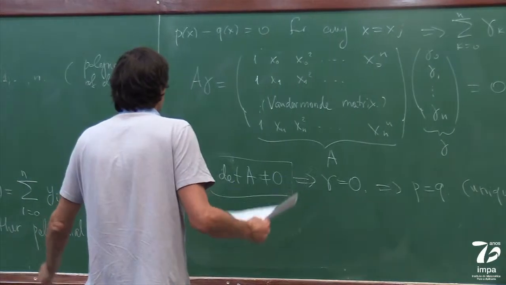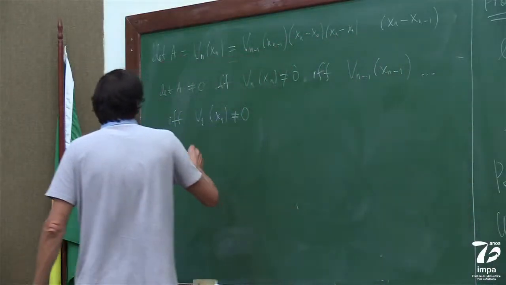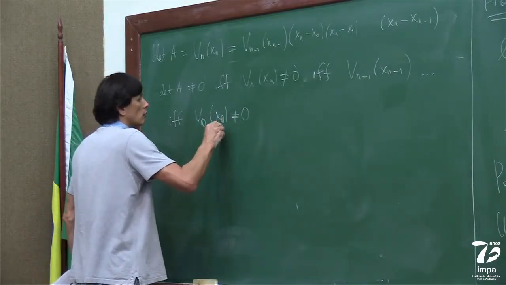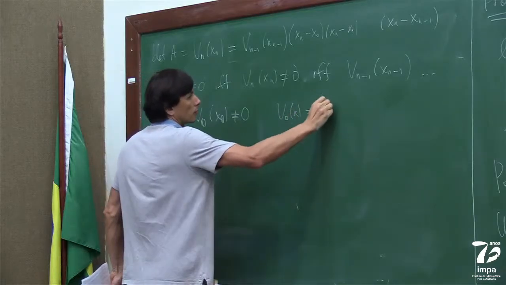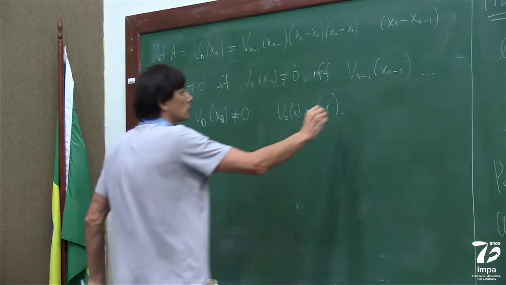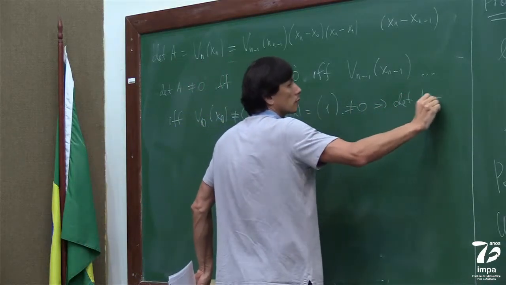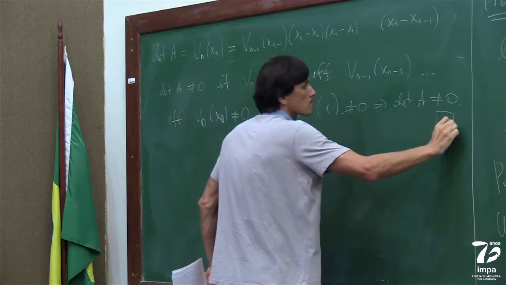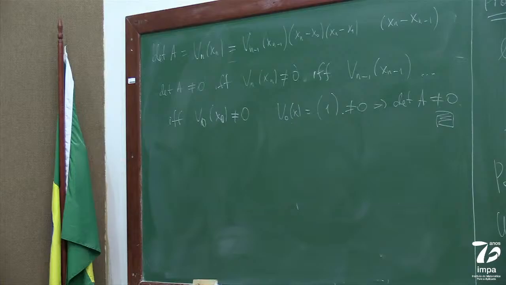Yeah, we can go until 0. But this is just 1, right? So non-zero. So the determinant of the matrix A is non-singular, which proves the uniqueness.